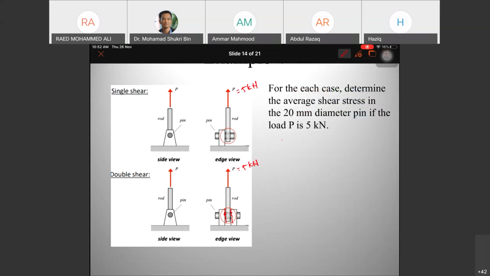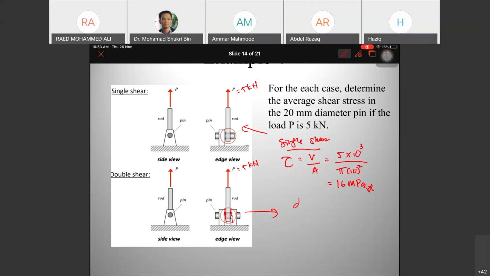So for case 1, the single shear, tau is V over A, which is 5 kilonewton over A, pi times 10 squared. So you get the answer for the tau for the pin, 5 over pi 10 squared, about 16 megapascal. This is for single shear.